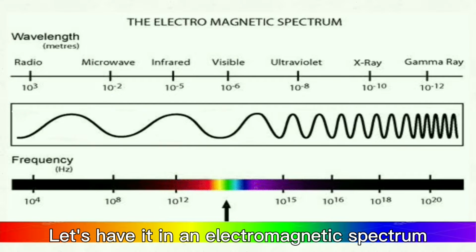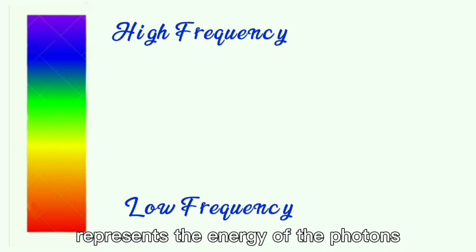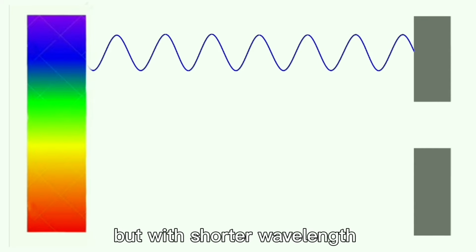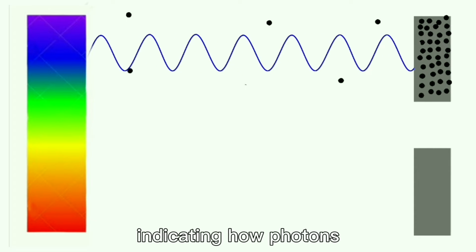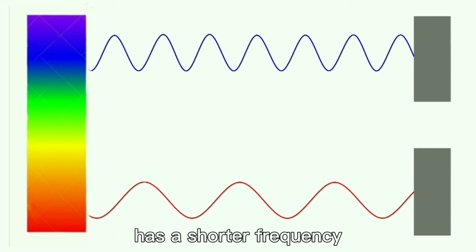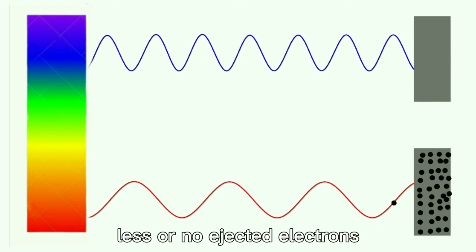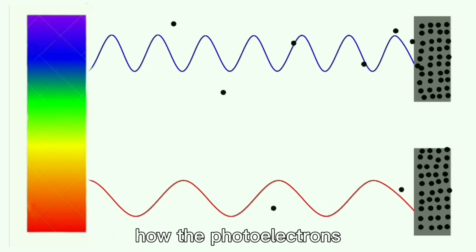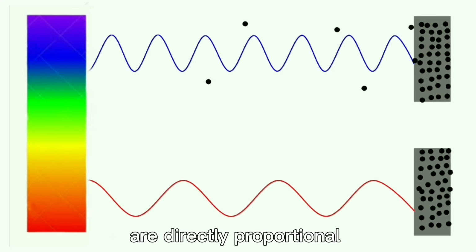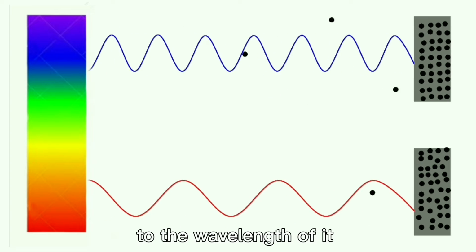Let's have it in an electromagnetic spectrum, where the frequency of light represents the energy of the photons. Blue light has a higher frequency but with shorter wavelength, indicating how photons can surely eject electrons. The red light has a lower frequency but with longer wavelength, which signifies less or no ejected electrons. All this explains how the photoelectrons, or the ejected electrons, are directly proportional to the frequency of an incident light and inversely proportional to the wavelength of it.